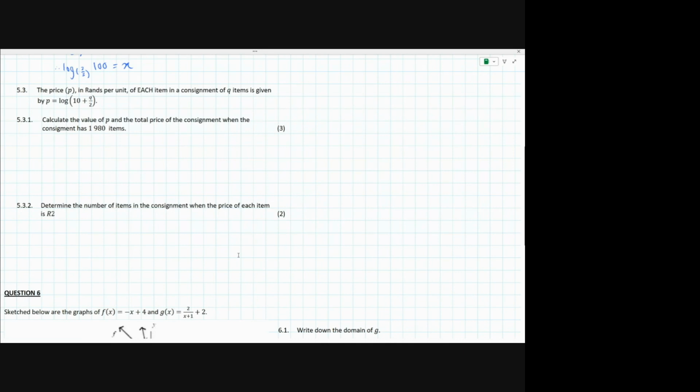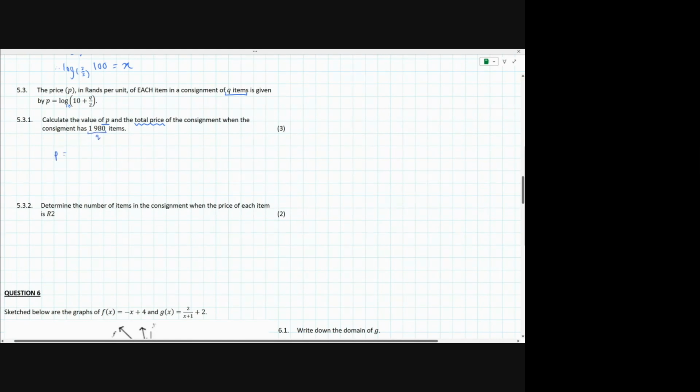The price P in rands per unit of each item in a consignment of Q items is given by P equals log of 10 plus Q over 2. Now, guys, what we need to remember is that if they don't give us a base, our base is 10. So this is log base 10. Calculate the value of P and the total price of the consignment when the consignment is 1,980 items. Now, remember, Q represents a number of items. So this value that I've been given here is my Q value.